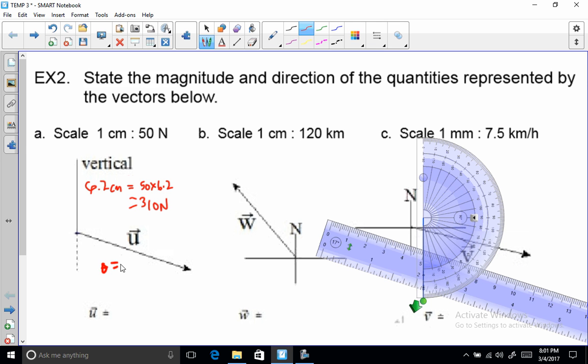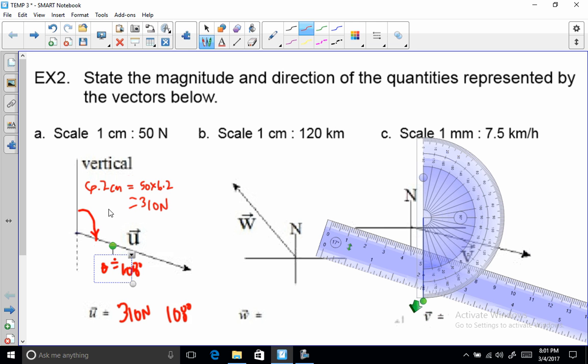So theta is equal to about 108 degrees. About. And so my vector u is the magnitude and the direction: 310 newtons, 108 degrees. And without anything else said there, it's known that it's from straight up or from north or from vertical, that it's this angle in here.